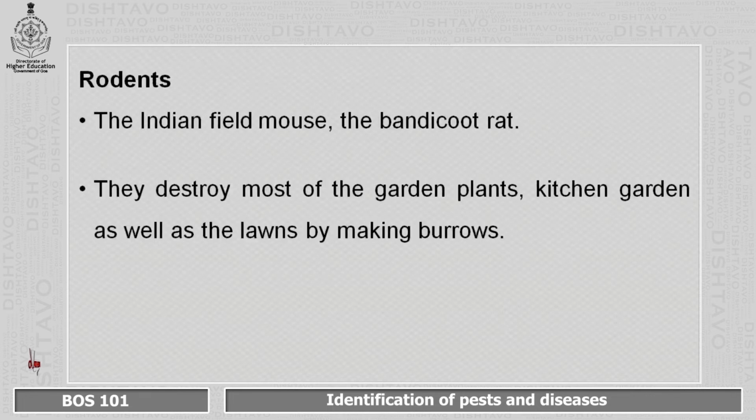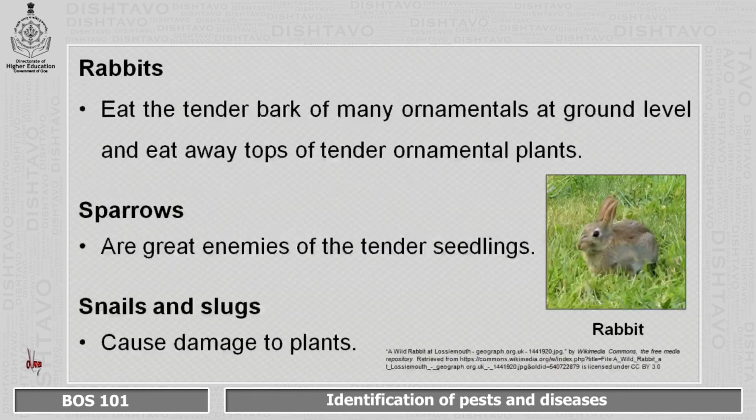Rodents, examples: the Indian field mouse and the bandicoot rat. These rodents destroy most of the garden plants, kitchen garden, as well as the lawns by making burrows.